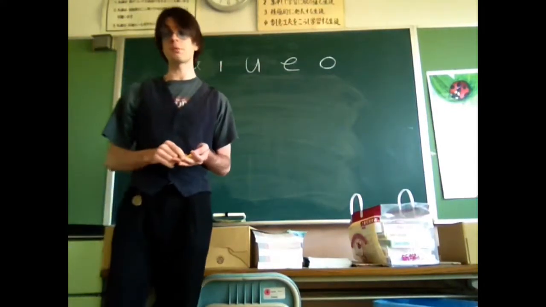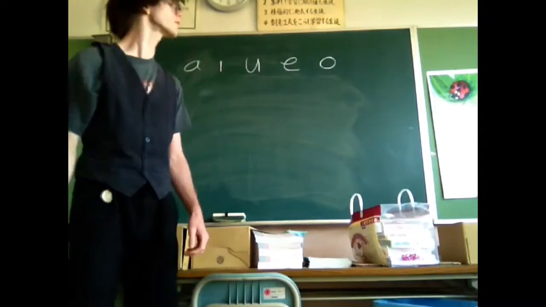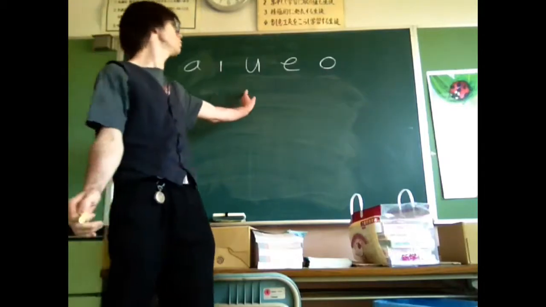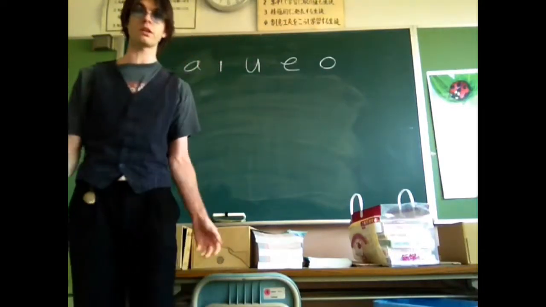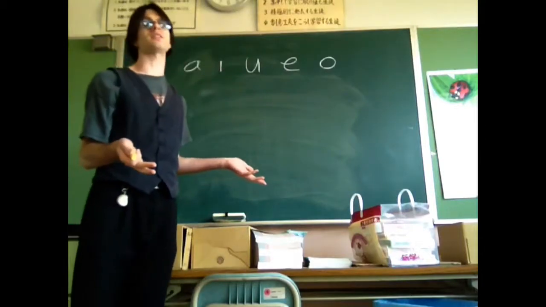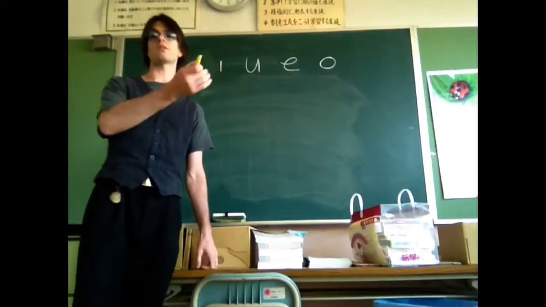Alright, let's look at that W column. The W column has only one in it the entire time. It's only got wa. There isn't a we, a wi, or a wo. Again, historically, a long time ago, there were those because it was based off of Chinese and all of that. But now, modern Japanese doesn't have any of those things.